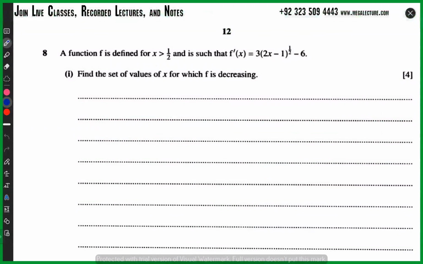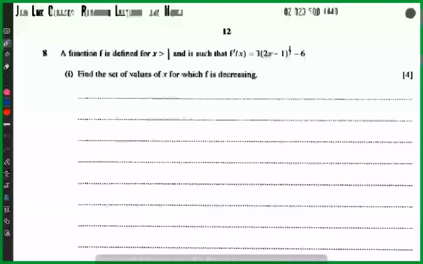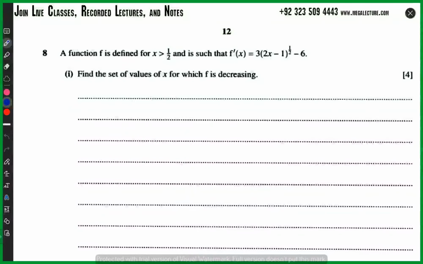A function f is defined for x greater than 1 by 2 and is such that f dash of x is 3 into (2x minus 1) power 1 by 2 minus 6. Find the set of values of x for which f is decreasing. So yesterday I told you, whenever you come across the word stationary point, just know that the derivative is equal to 0. Nature of stationary point, think about the second derivative. Function is increasing or decreasing, it's very simple.